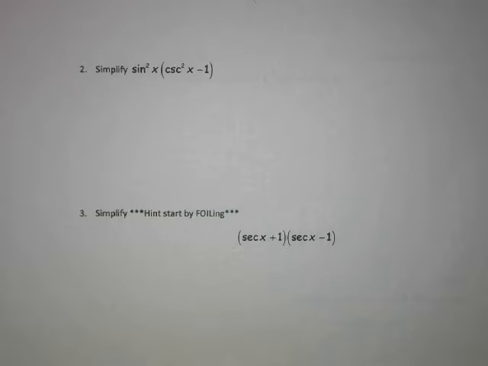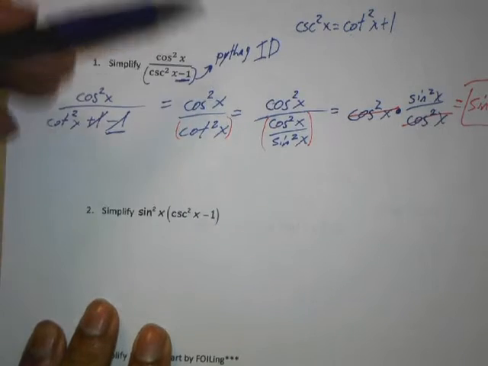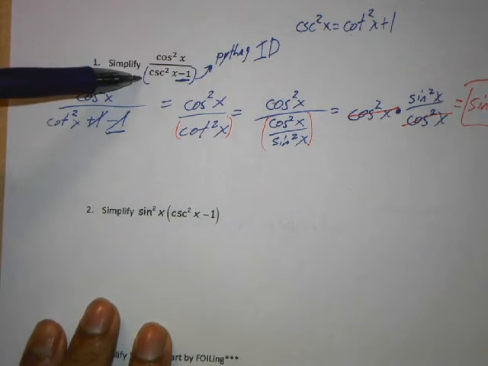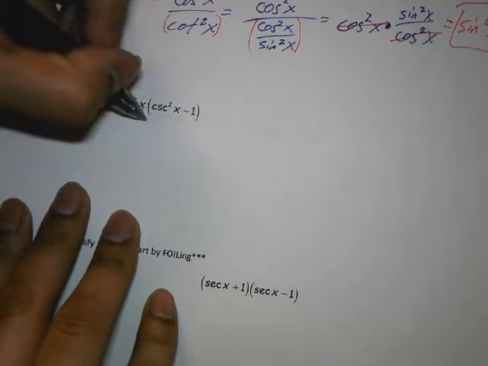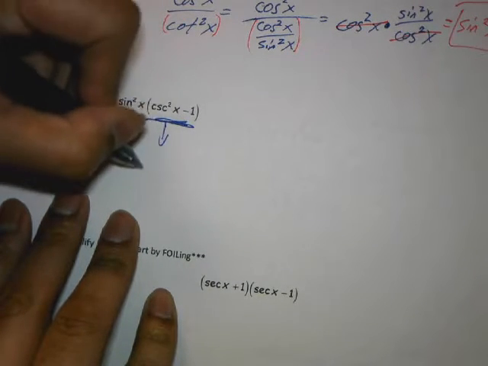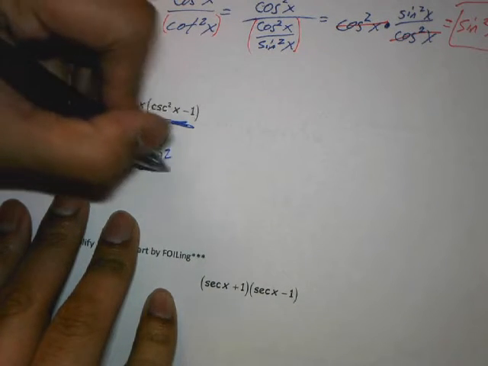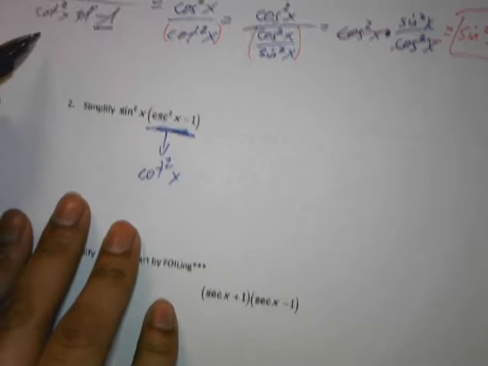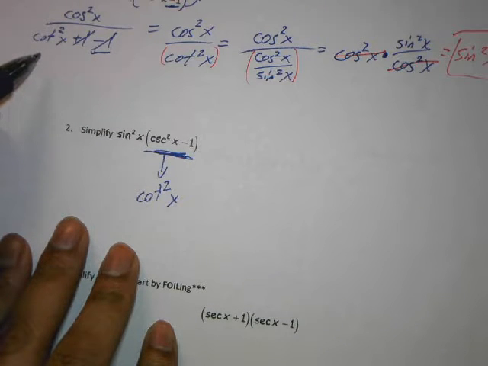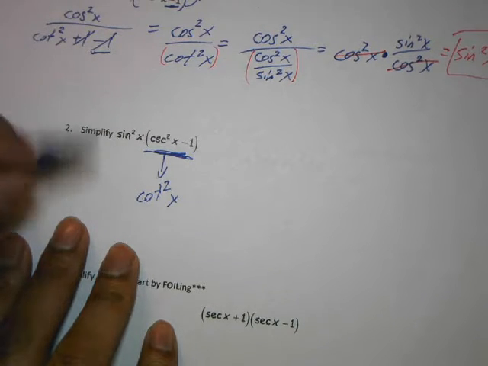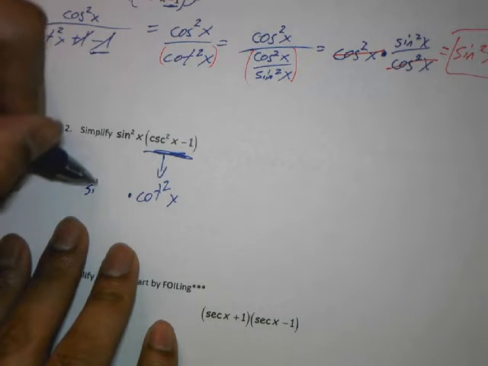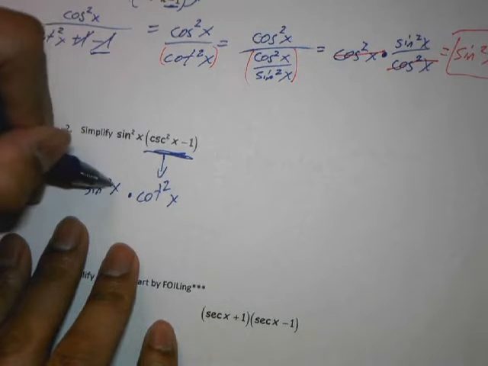So number 2, simplify sine squared x times cosecant squared x minus 1. Well, familiar, right? Hang on, that cosecant squared x minus 1, we already know that. That one is again the Pythag identity. That's going to be cotangent squared x, right? Just like we got up here. All right, so we could do the same exact work to find that that's cotangent. And that's being multiplied by sine squared x.